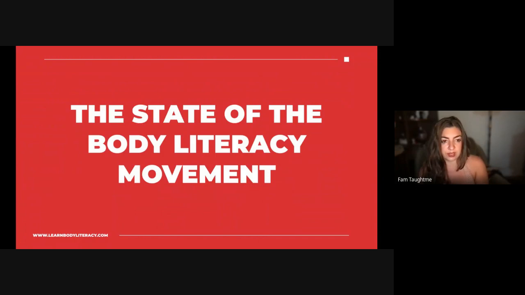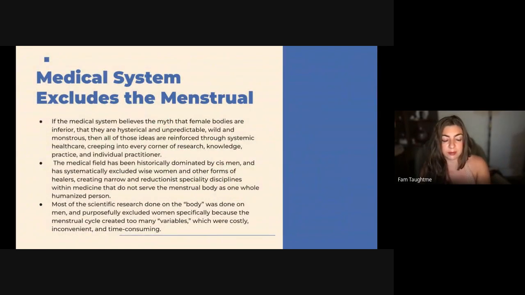Okay, so now we'll move on to the state of the body literacy movement and what's going on today with body literacy. The first thing is that the medical system excludes the menstrual. So the medical system tends to believe the myth that female bodies are inferior, that they're hysterical or unpredictable. Other things pop up like that they're wild or monstrous. And then all of those ideas are reinforced through systemic healthcare, and they creep into every corner of research and knowledge practice and even individual practitioners and how they treat patients.